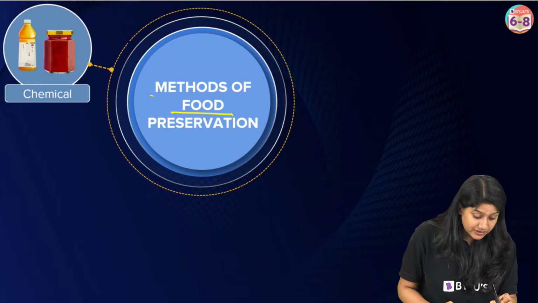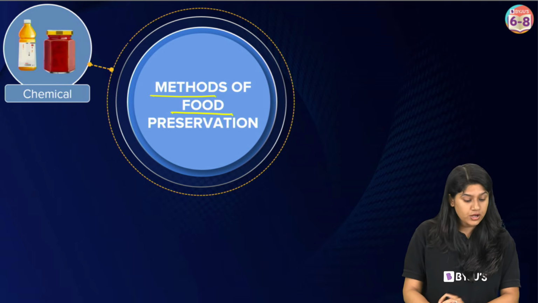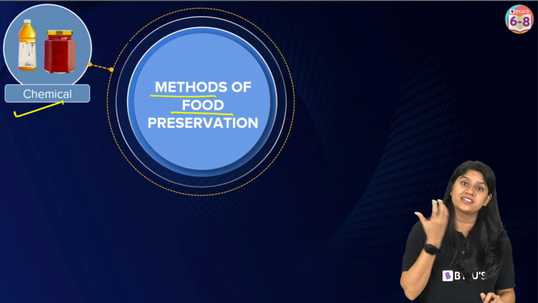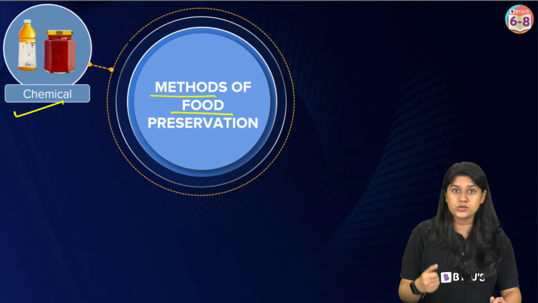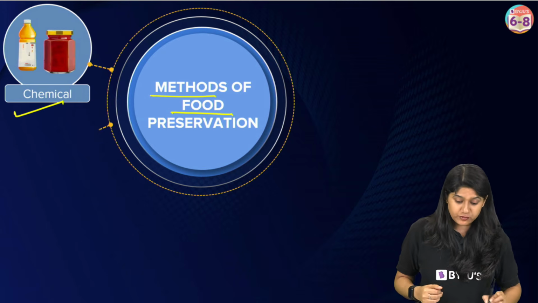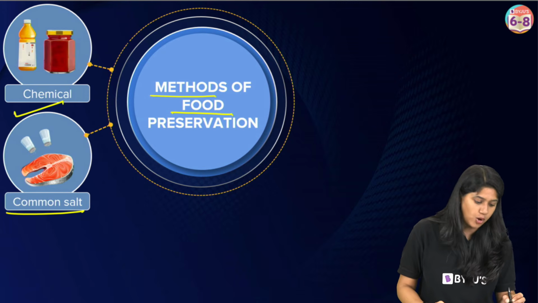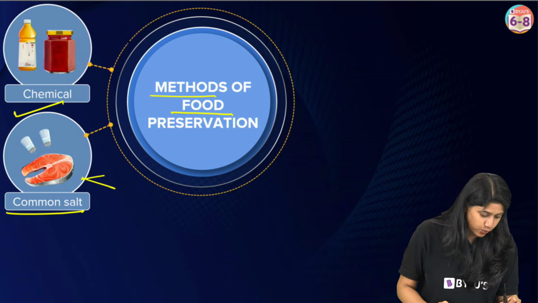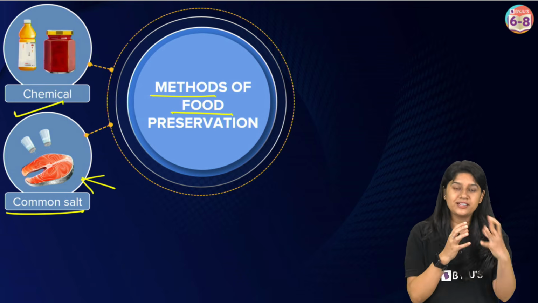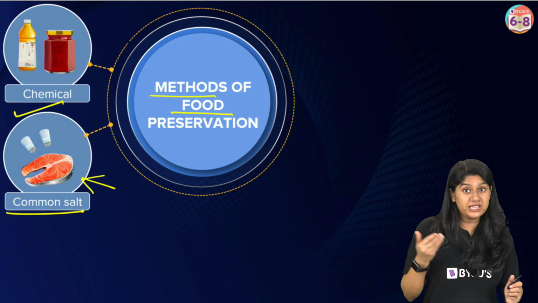There are various methods for food preservation. First, of course, we have the chemicals. We add chemicals so that the shelf life of the products increases and we'll be able to use them after a long time. Then, of course, we have the use of common salt. If we add salt, we will see the loss of water, and as there's a loss of water, meat especially will be easily preserved.